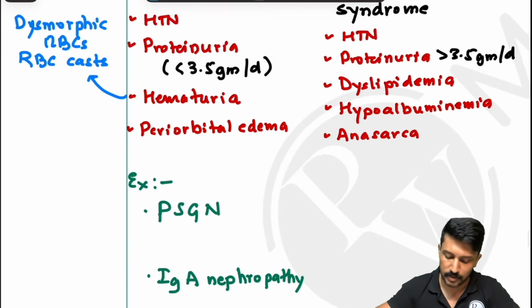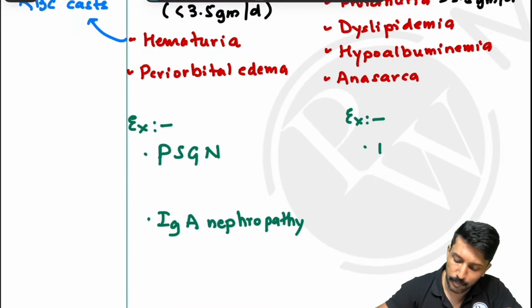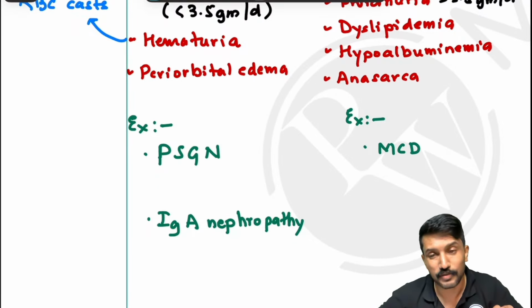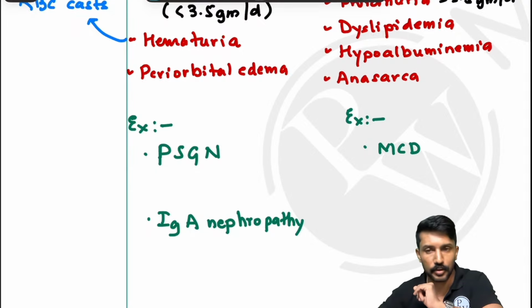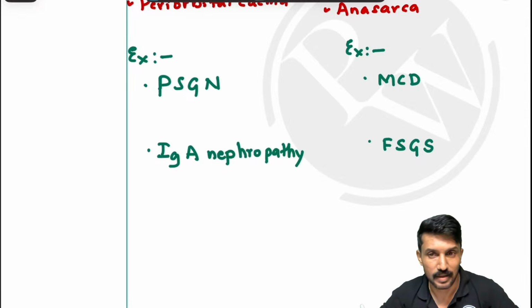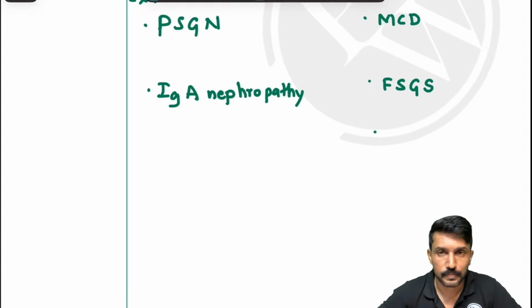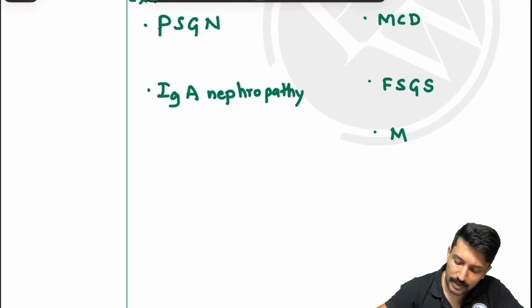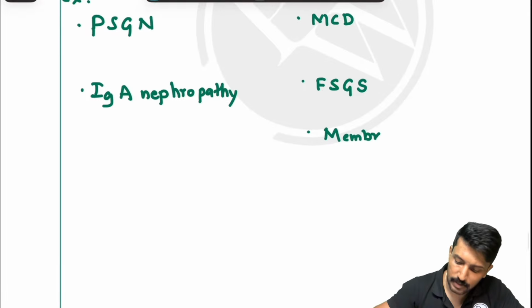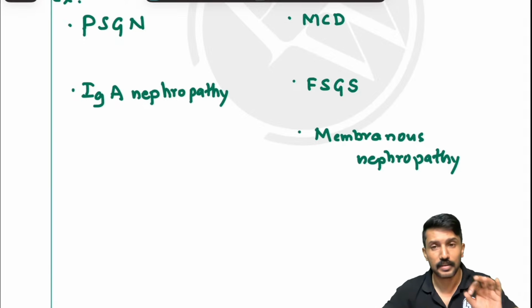Now, which disorders present with nephrotic syndrome? The first thing that should come to your mind is minimal change disease, which is the most common cause of nephrotic syndrome in children. Apart from that, you can also have focal segmental glomerulosclerosis presenting as nephrotic syndrome sometimes. Apart from that, membranous nephropathy is another glomerular disorder which may present with nephrotic range proteinuria.